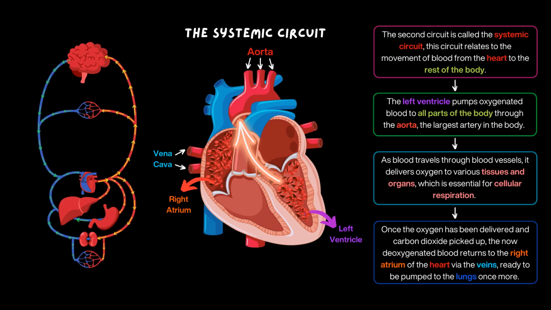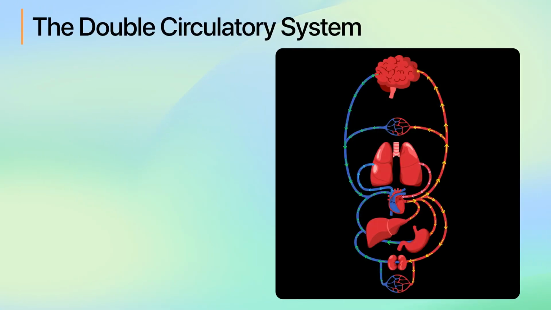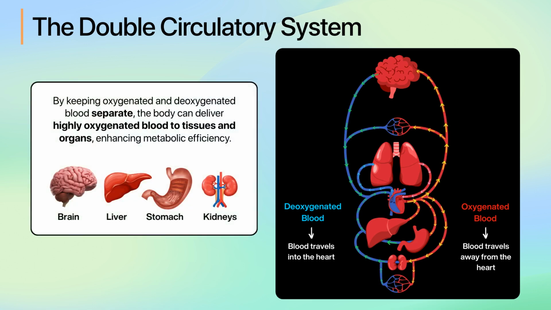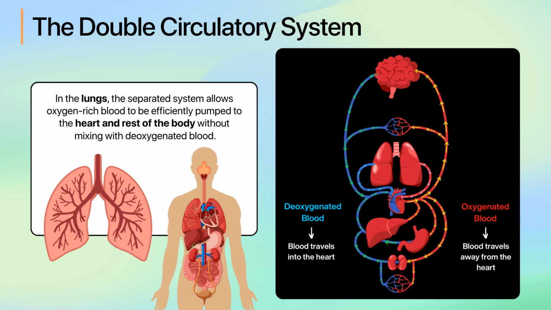These two circuits are connected by the heart, which pumps blood to the lungs for oxygenation and delivers this oxygenated blood around the rest of the body. The double circulatory system ensures oxygenated blood is efficiently delivered to the body's cells in several ways. By keeping oxygenated and deoxygenated blood separate, the body can deliver highly oxygenated blood to tissues and organs, enhancing metabolic efficiency. In the lungs, the separated system allows oxygen-rich blood to be efficiently pumped to the heart and rest of the body without mixing with deoxygenated blood.